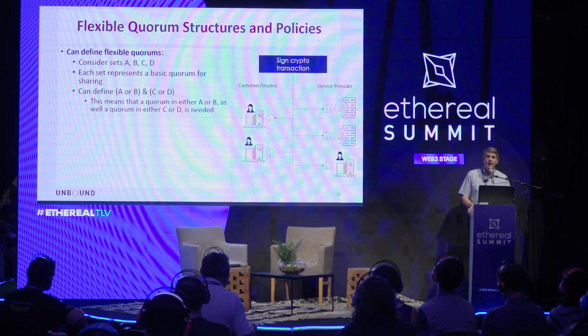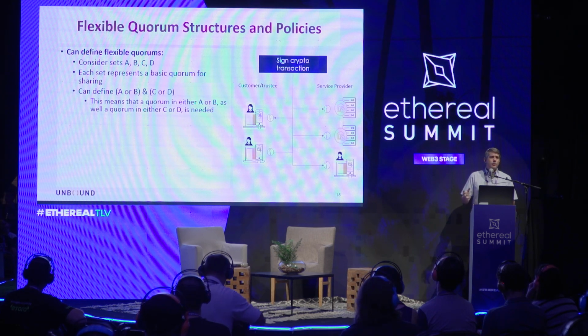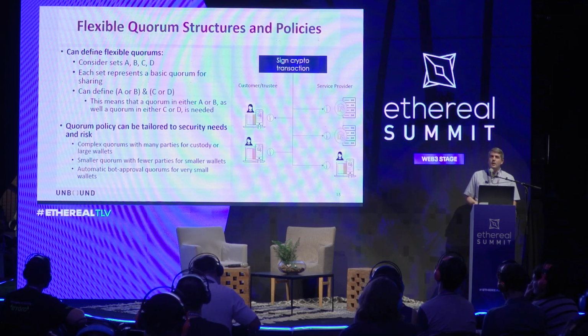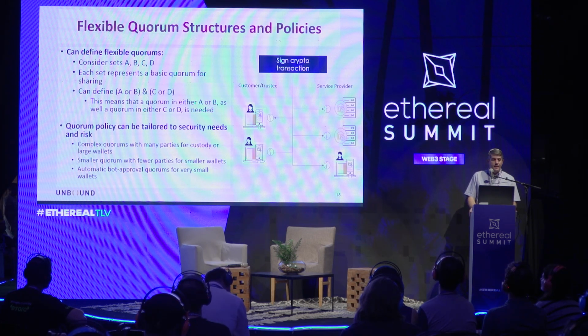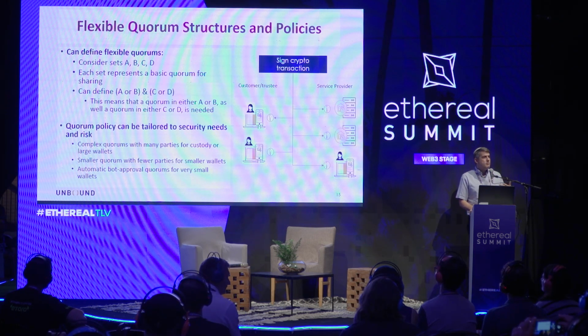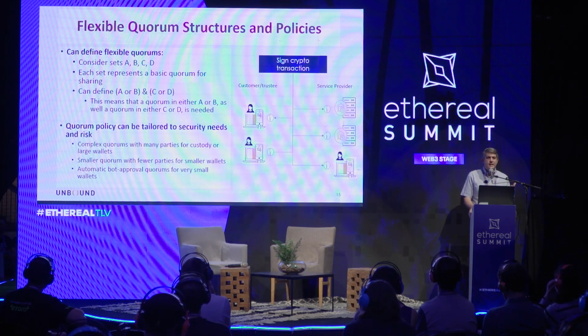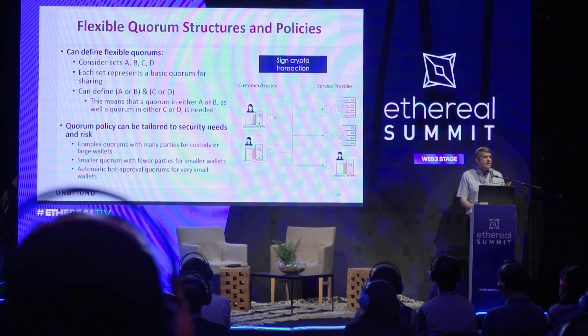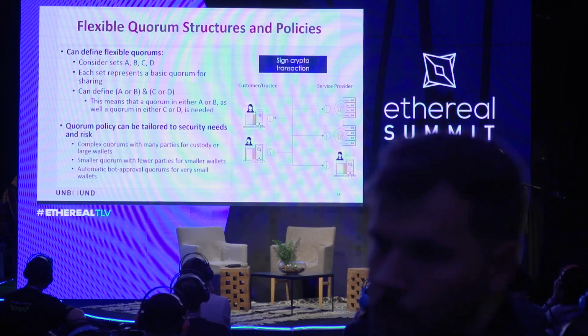Even in exchanges, you could have situations where for larger amounts, you would require a quorum in 2 different subsets, and you can actually define the quorum to be flexible and depend on the operation you want to carry out. So complex quorums with many parties for very large transactions and large wallets, smaller quorums with smaller numbers of parties for smaller transactions, and even automatic bot approval if it's very small transactions, so you don't have to involve humans, and that enables you to get this flexible trade-off that I mentioned beforehand between security and transaction time.